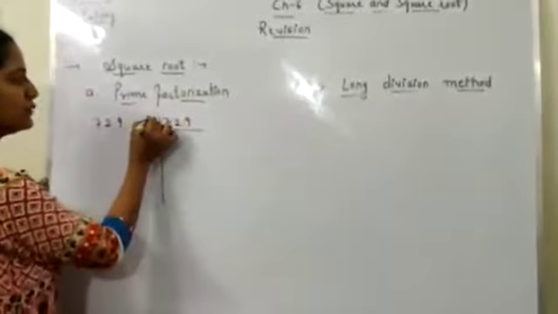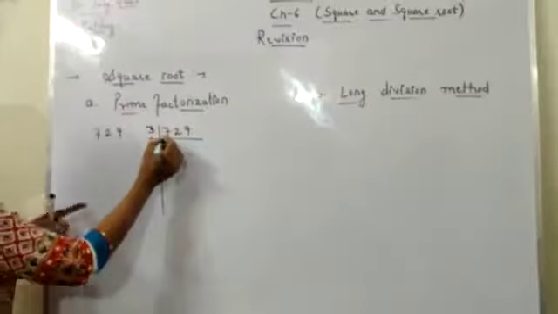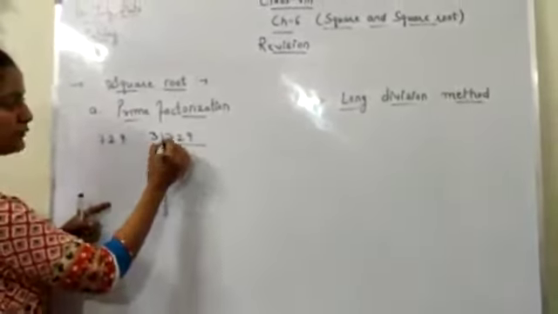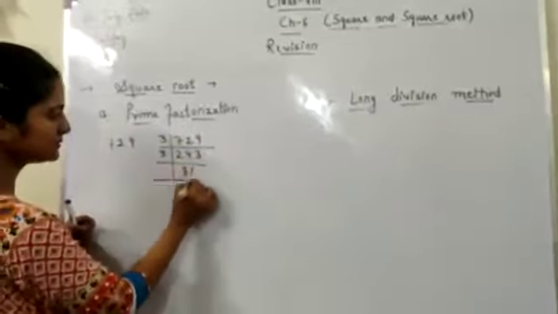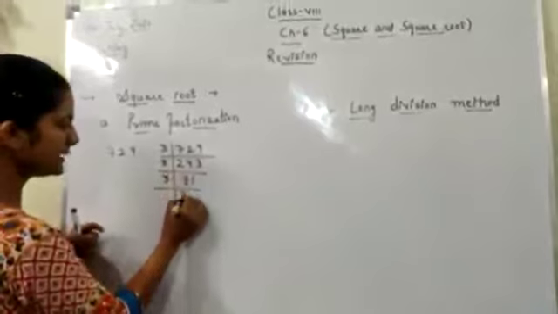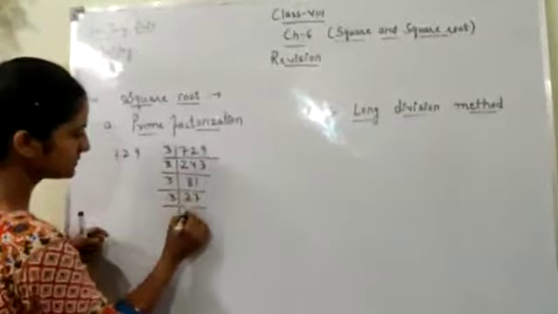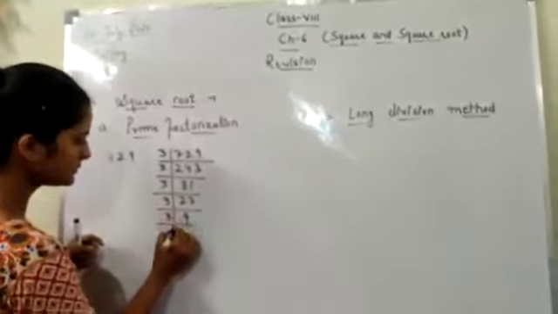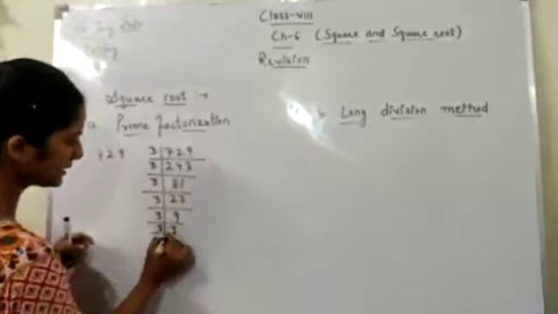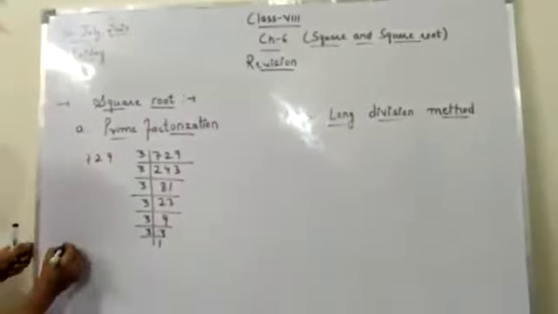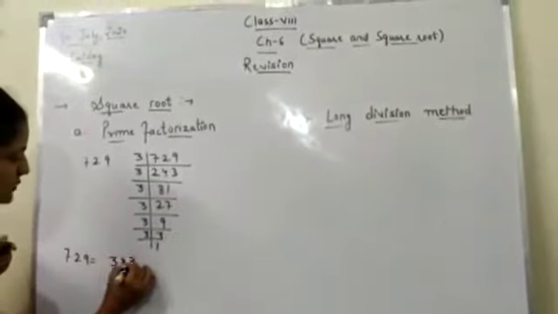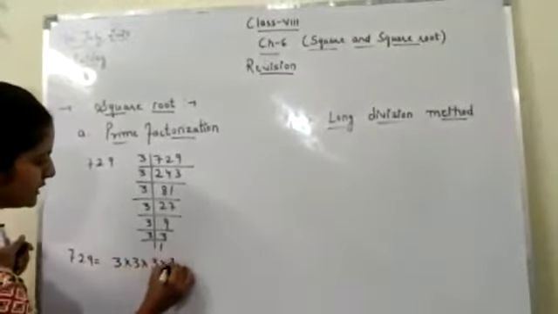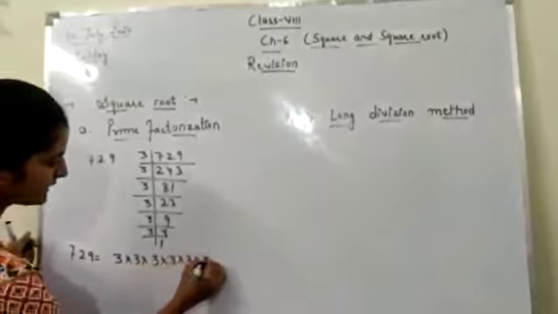729. We'll go on the table of 3. So 2, 4 and 3, 81, 27, 9, 3 and this is 1. So see, for 729 the factors are 3 into 3 into 3 into 3 into 3 into 3.